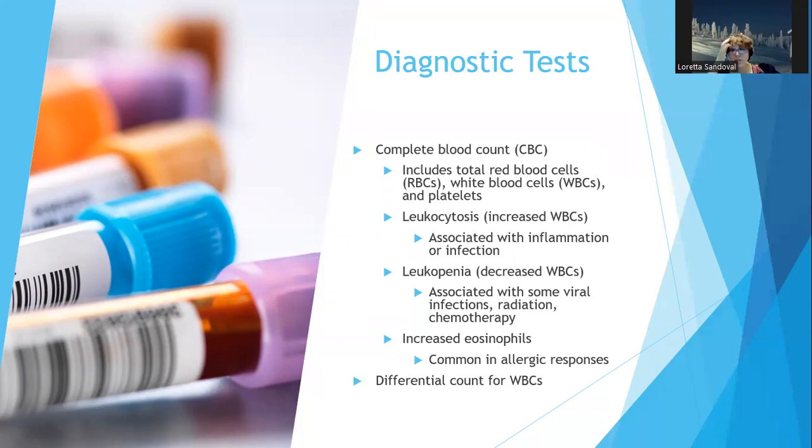They usually closely watch your blood counts when you're getting chemo and radiation, just to make sure everything's going okay. Increased eosinophils are common in allergic reactions. To tell the difference between the different blood white blood cells, they do a differential count.